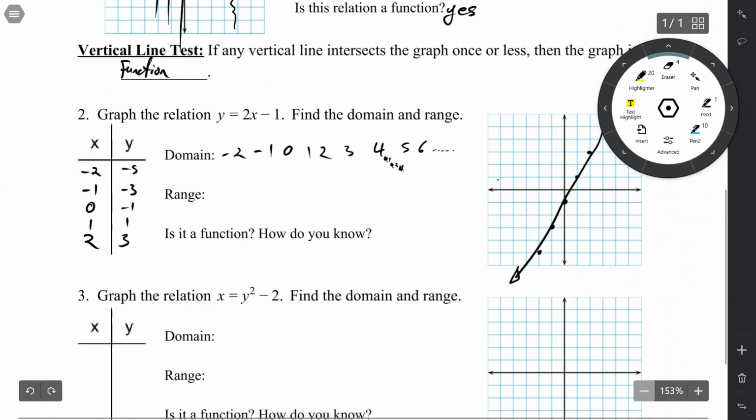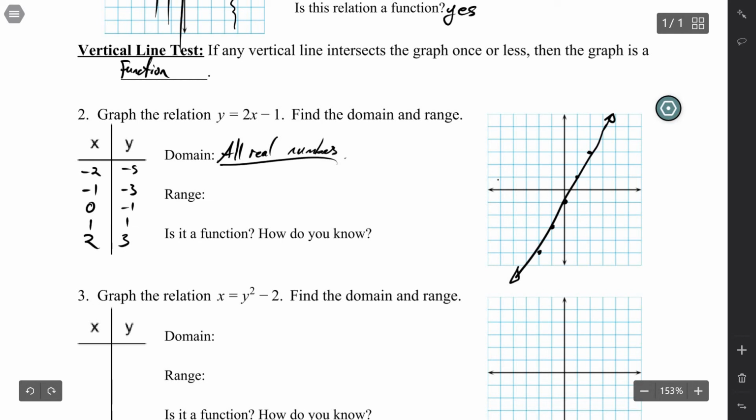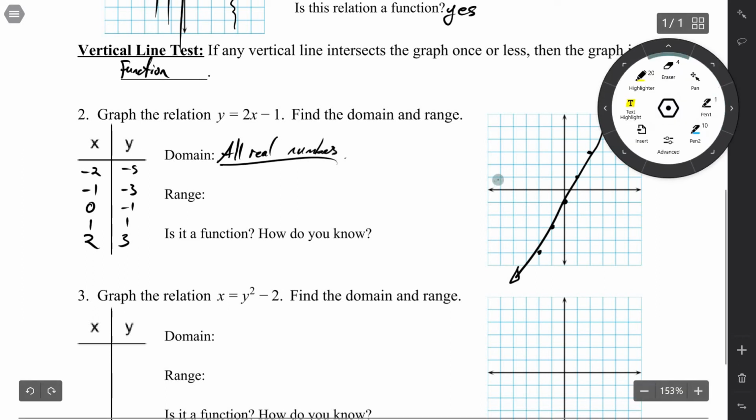So what I'm going to do, instead of writing out every number that ever has existed and ever will exist, as far as the real number spectrum goes, is just write that out. All real numbers. Not mumbers, numbers. And that perfectly works. The domain is all real numbers. There's no restriction. There's no number that can't go into our input, our domain, for any reason.